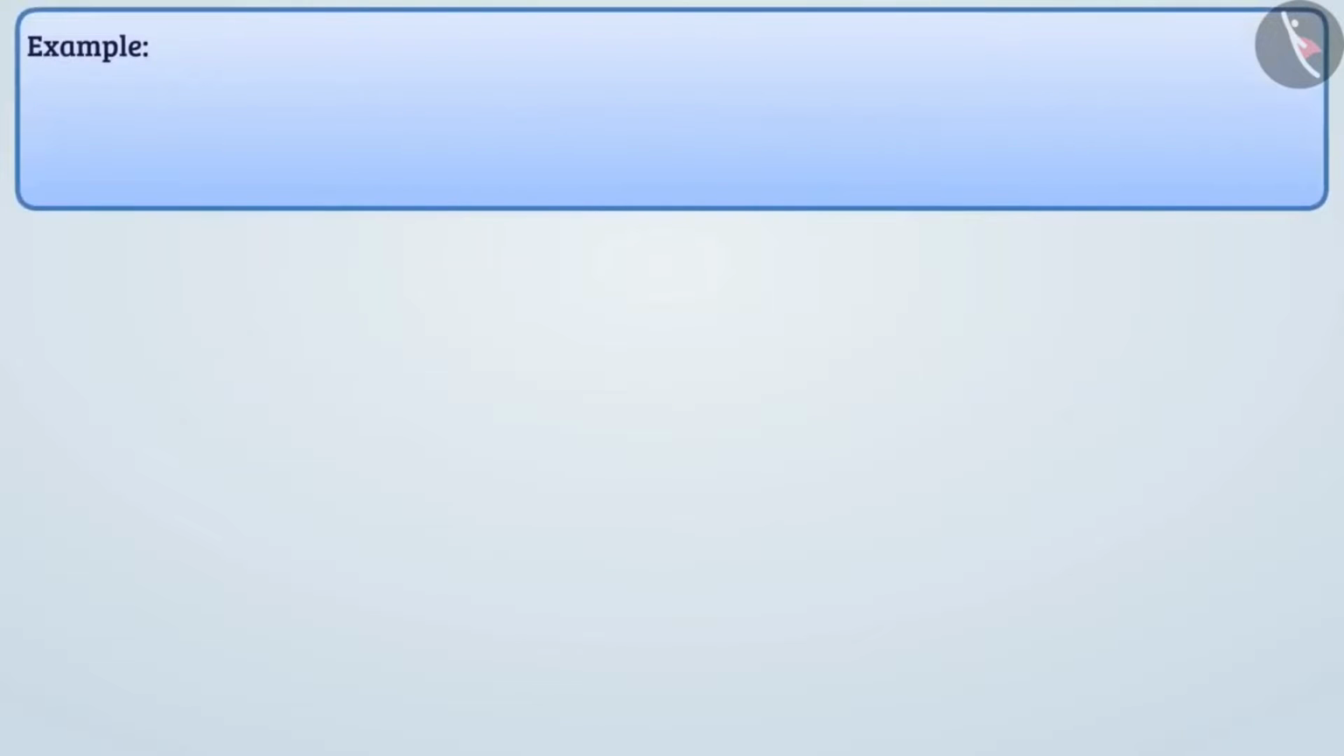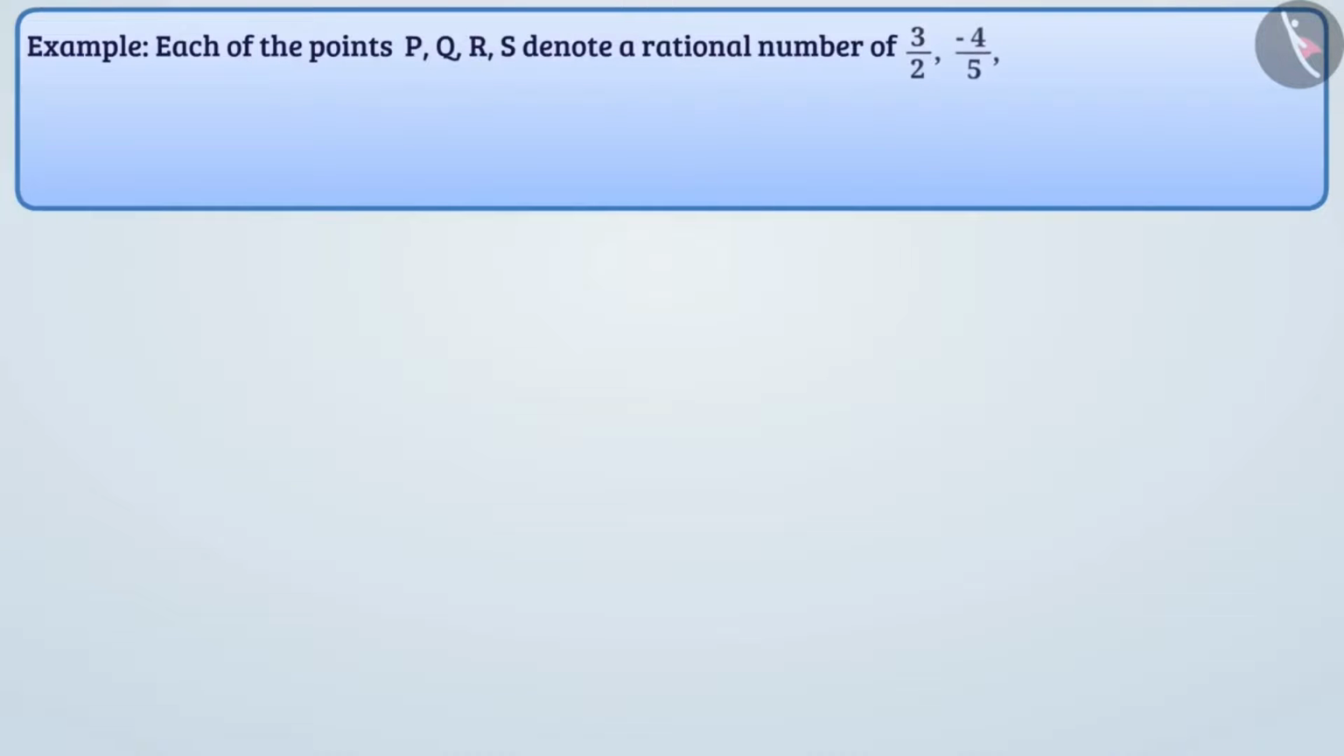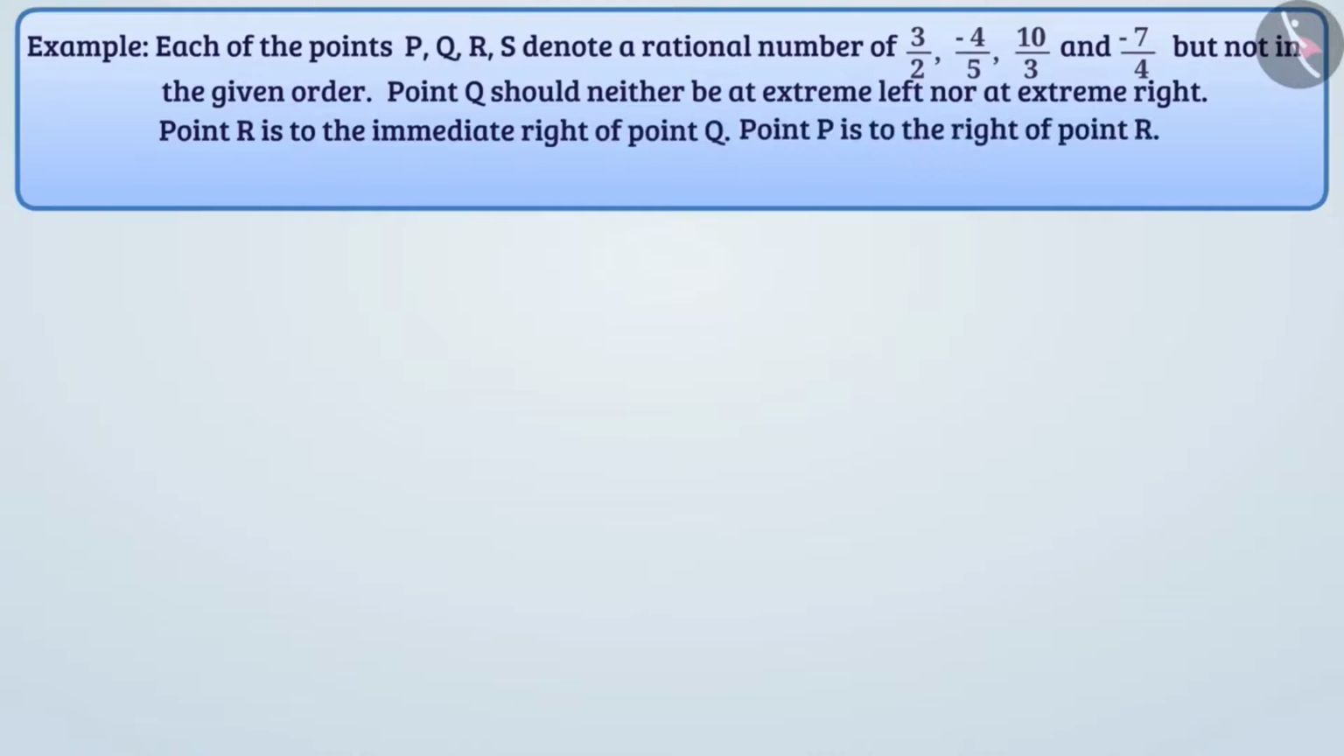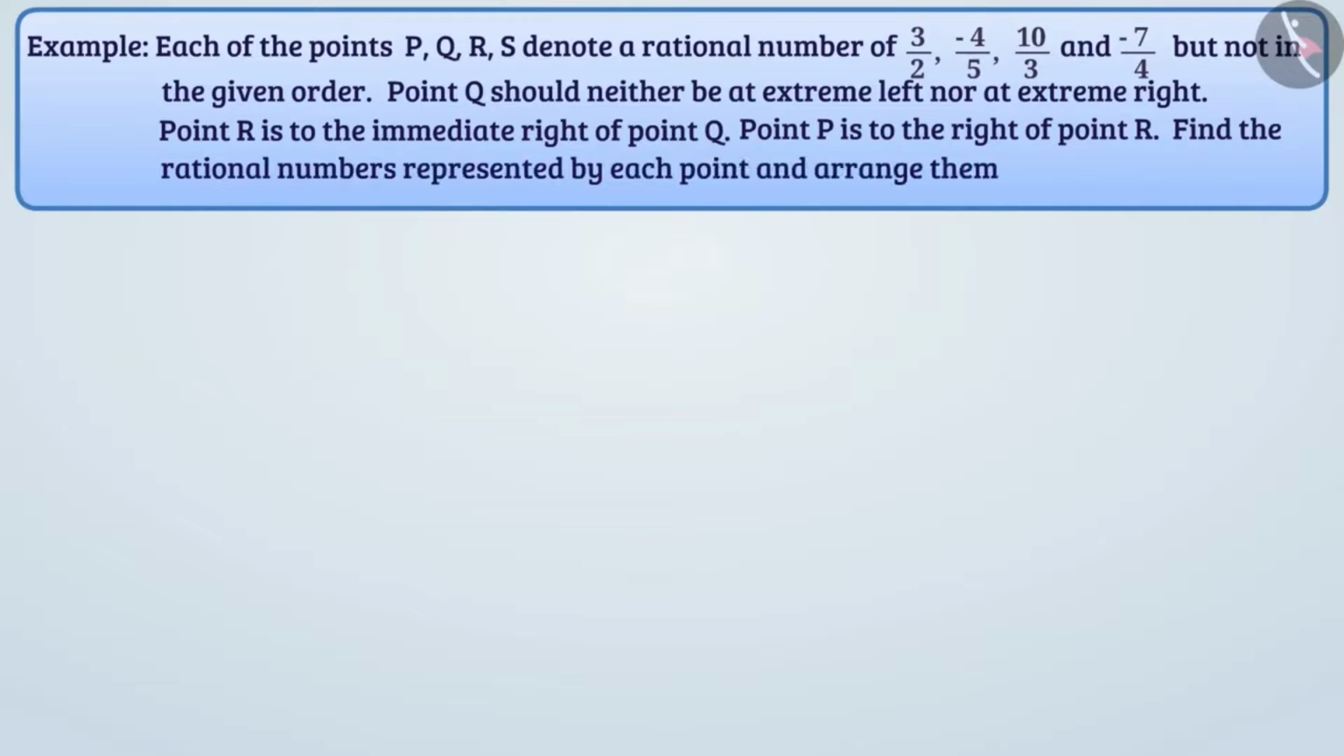Next example, each of points P, Q, R, S denotes a rational number of 3 by 2, minus 4 by 5, 10 by 3 and minus 7 by 4, but not in given order. Point Q should neither be at extreme left nor at extreme right. Point R is to the immediate right of point Q. Point P is to the right of point R. Find the rational numbers represented by each point and arrange them on the number line. Pause the video and try to solve this puzzle by yourself.